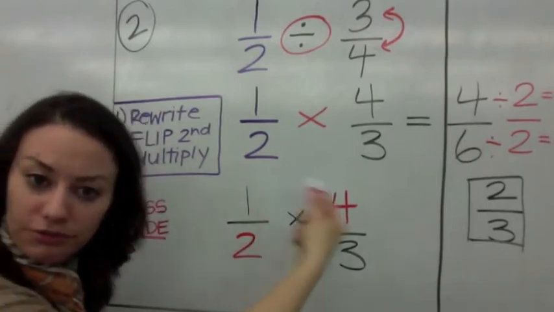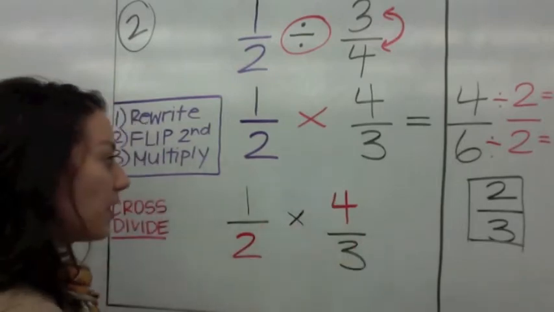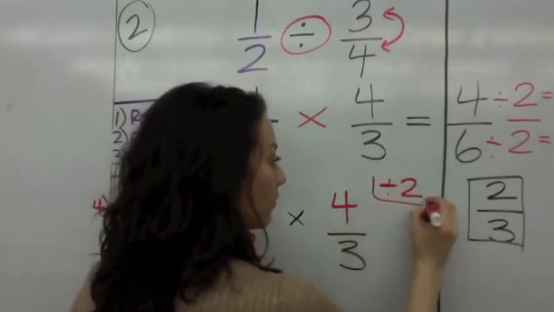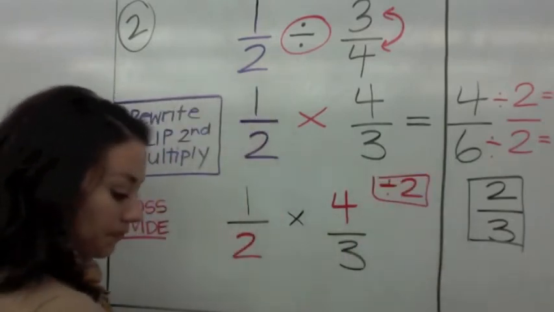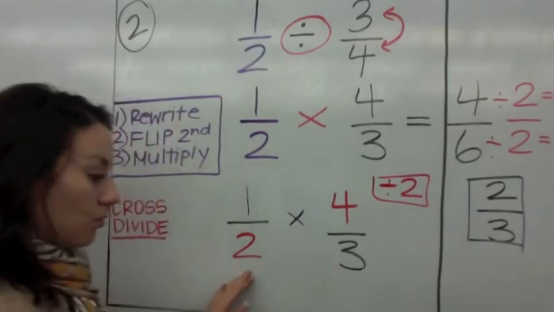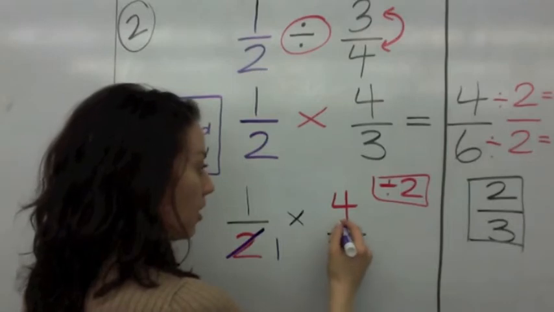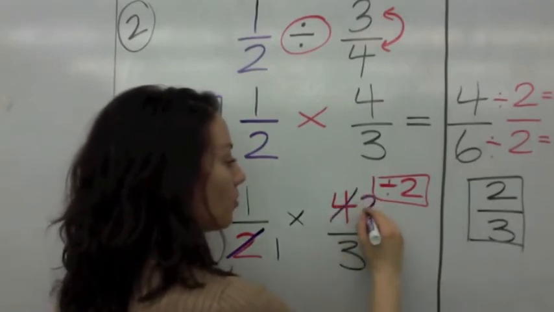2 and the 4. What could you divide by? How could you cross simplify? Could you divide by 2? Yes, you can. So what is 2 divided by 2? 2 divided by 2 is 1. And what about 4 divided by 2? 4 divided by 2 is 2.